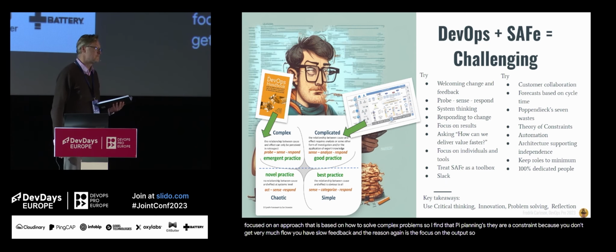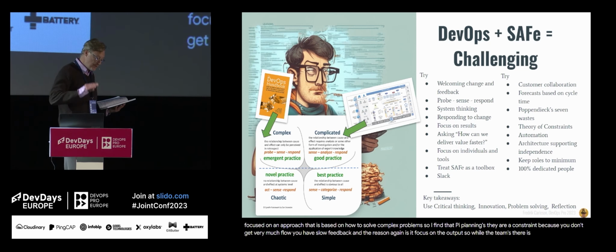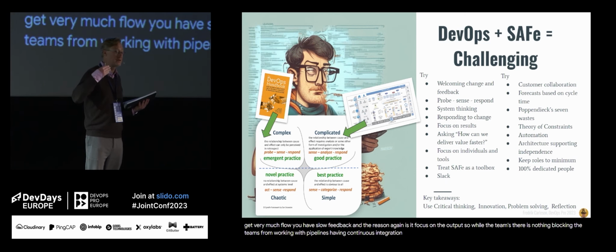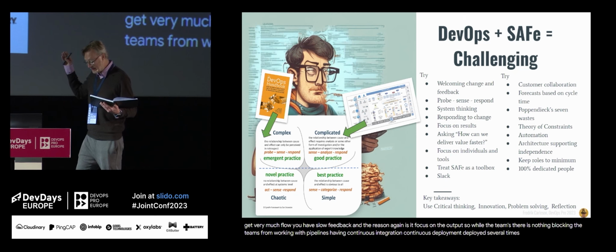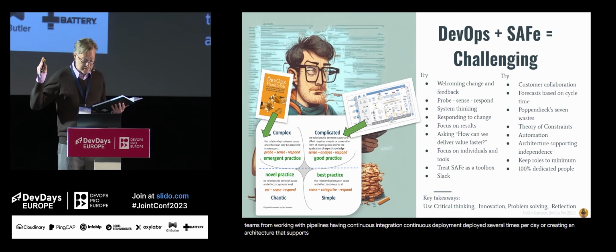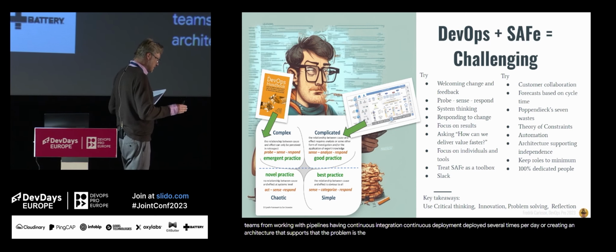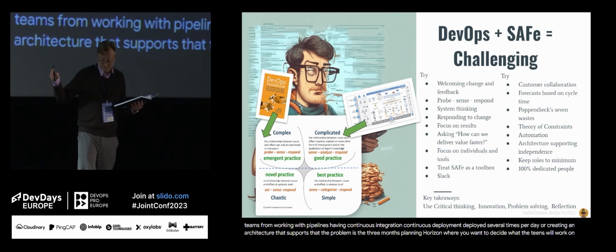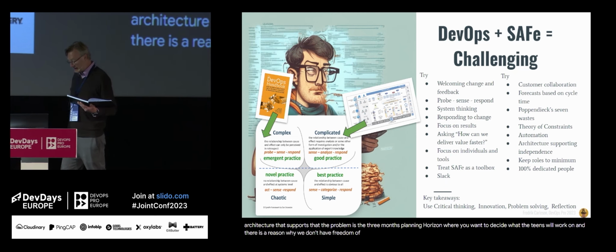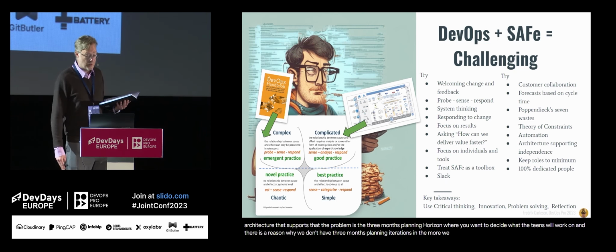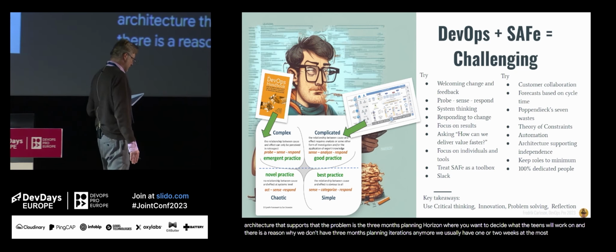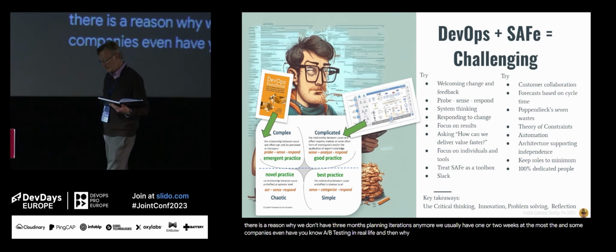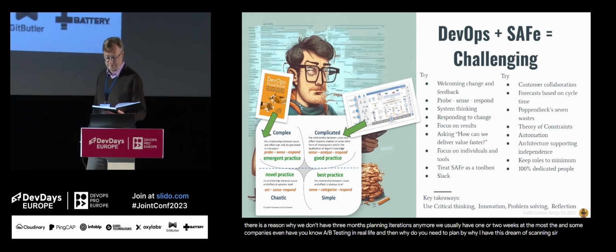So while the teams, there is nothing blocking the teams from working with pipelines, having continuous integration, continuous deployment, deploying several times per day, or creating an architecture that supports that. The problem is the 3 months planning horizon where you want to decide what the teams will work on. And there is a reason why we don't have 3 months planning iterations anymore. We usually have 1 or 2 weeks at the most, and some companies even have A/B testing in real life. And then why do you need to plan? Why have these 3 months planning cycles?